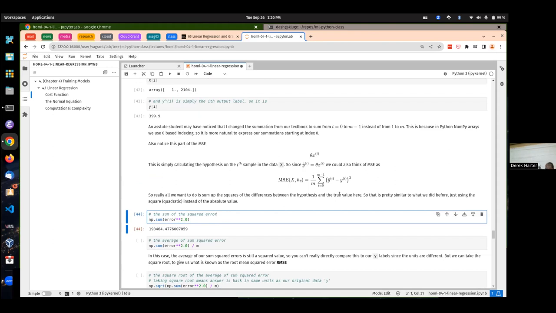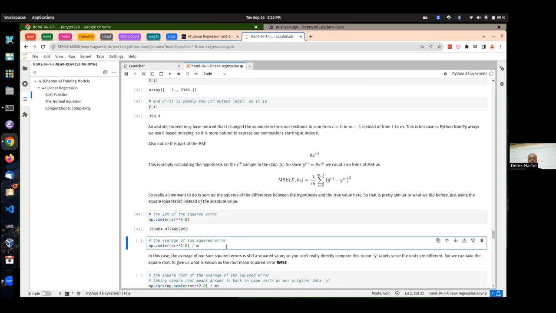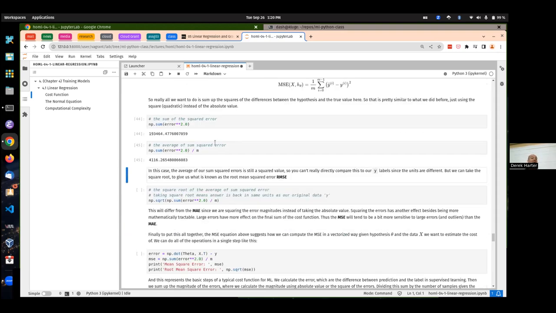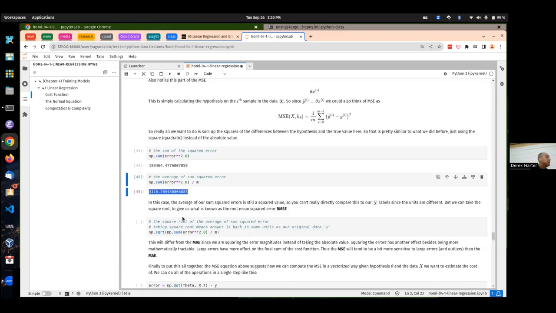This will square all the errors individually, but then this will sum them up, right? That's the same as performing this sum here. And then we can divide by M to get the mean, so the average of the sum squared errors, right? This is the actual measure that we're going to be using for our cost function for linear regression, the mean of the sum squared errors. It's a little bit different from the mean of the absolute error.